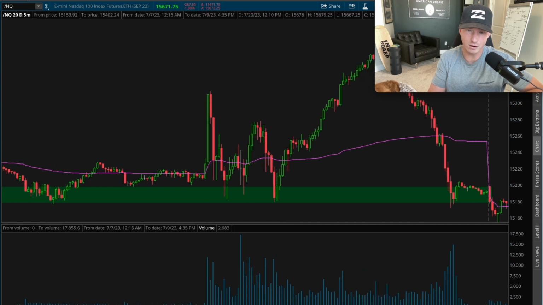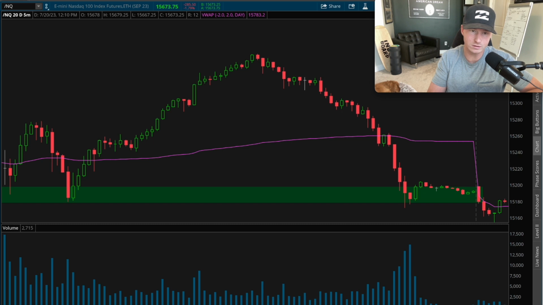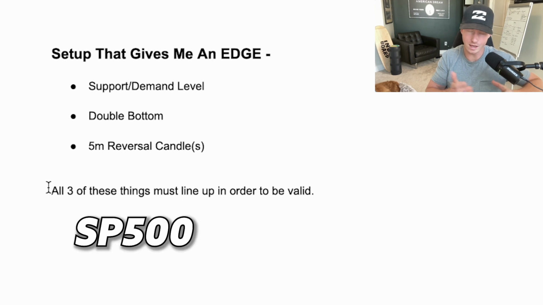This one was a little bit harder to read just because we didn't really have any 5-minute reversal candles. So that's a trade I did not take because only 2 things lined up. We didn't really have any 5-minute reversal candles, right? So that's an example of one of my setups. Like I said, I'm looking at the S&P 500.